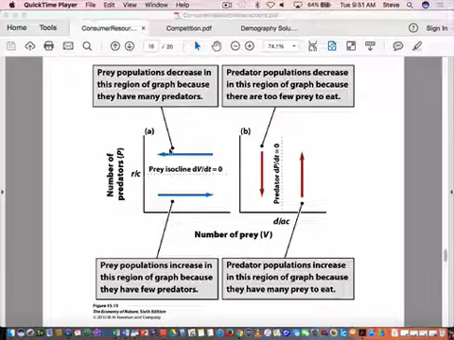Up in here, above that isocline, the predator population is increasing in this region of the graph because they have many prey to eat. Okay? Are you perplexed? Okay, let's move forward. Now we put these two together. And what we're eventually getting to is you're going to get oscillations.